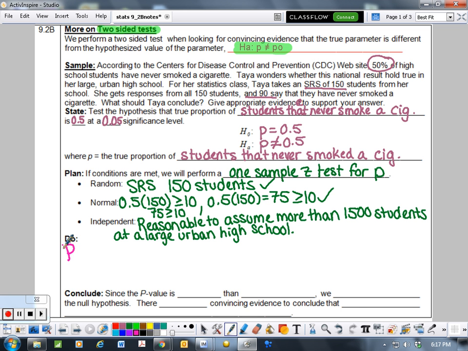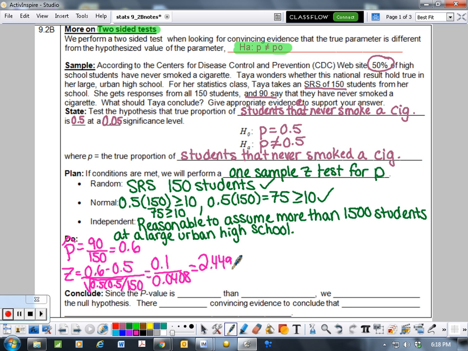We're going to go ahead and find our p-hat. So for our sample, we had 90 out of 150, which is actually 0.6. So that's going to allow us to calculate our z, which is 0.6 minus our 0.5, all over the standard deviation of that. So the square root of 0.5 times 0.5 divided by our sample size, 150. So this gives us 0.1 divided by that standard deviation, 0.0408, which gives us a positive z-value, 2.4495.